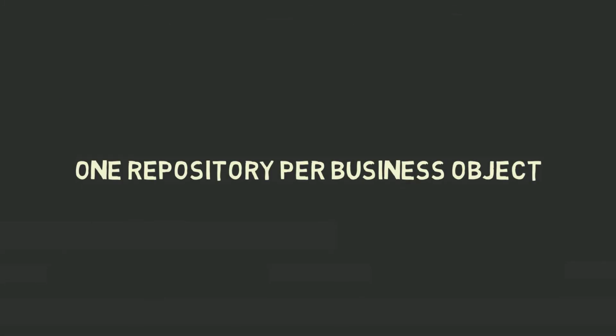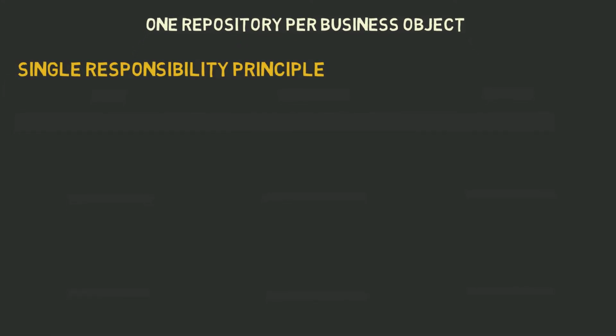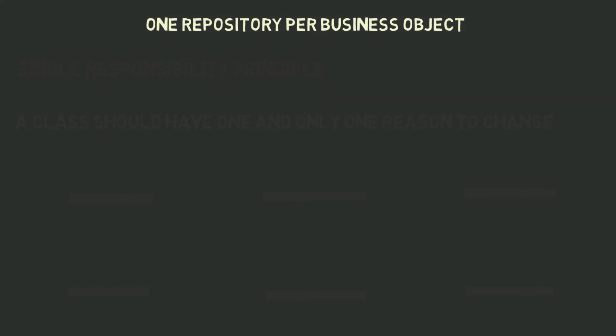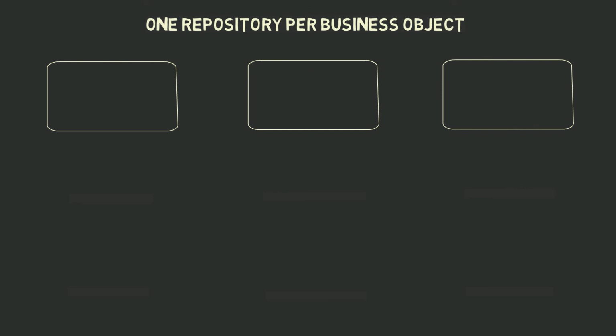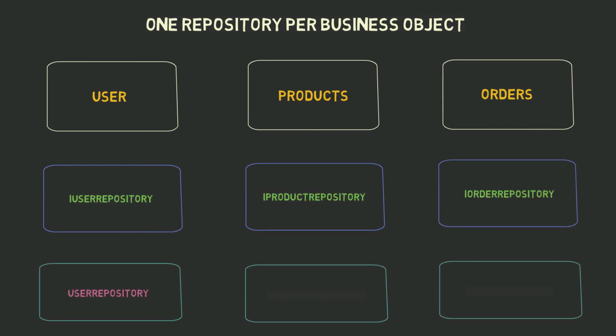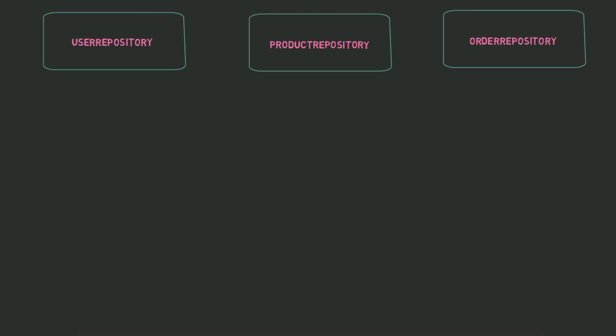When writing our repositories, it's generally considered best practice to have one repository per business object. This is because it adheres to the single responsibility principle, which states that an object should have a single reason to change. To look at an example, if we had three objects, user, products, and orders, we would want to create a corresponding repository for each object to keep our separation of concerns intact.